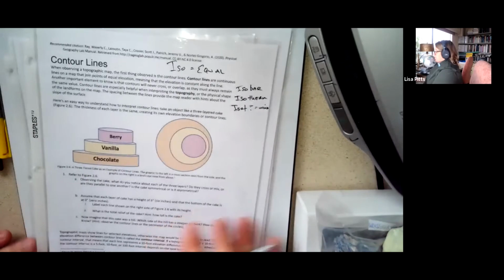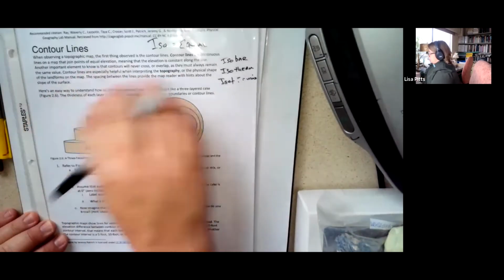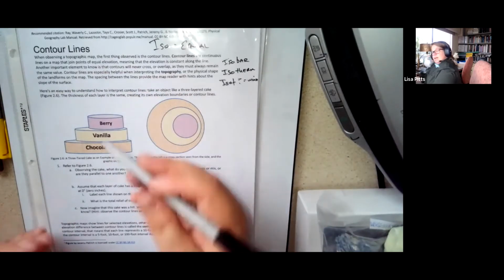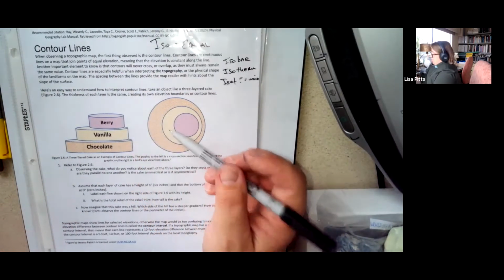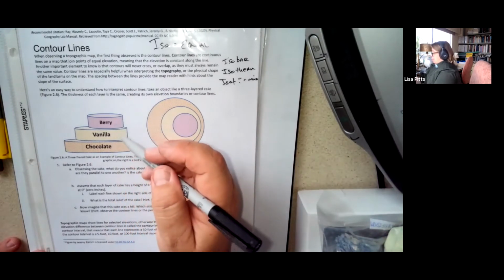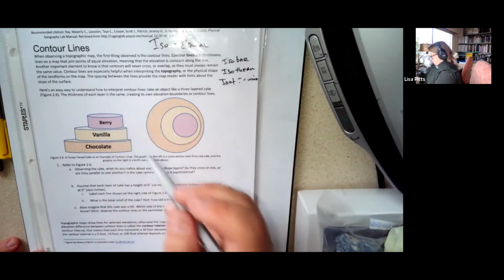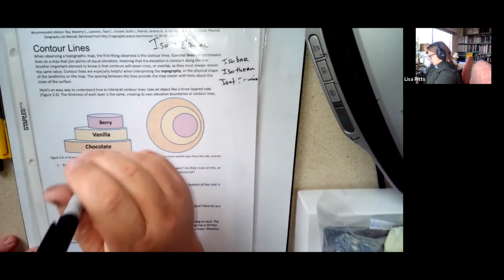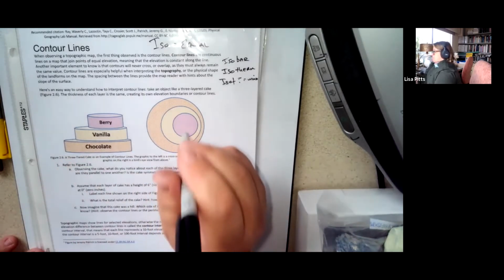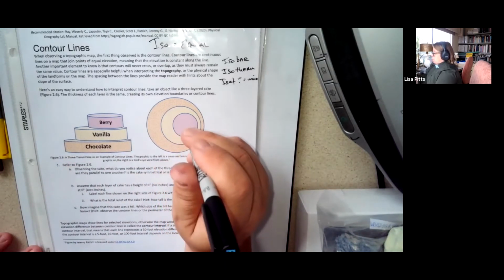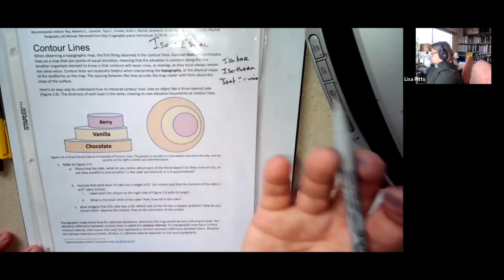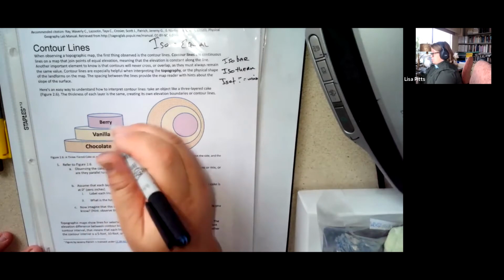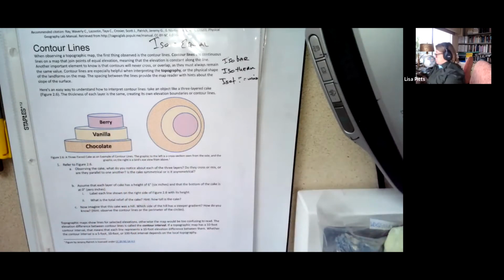All right, so we're going to start by talking about contour lines. The idea is if we had a three-tiered cake and each tier was a different flavor and the same height, but a different size. If we looked at it from the side, our cake would look like this. If we looked at it from the top, it would look like this. What contour lines show is those elevation differences between each of these layers, as if we were looking at the Earth from the top.